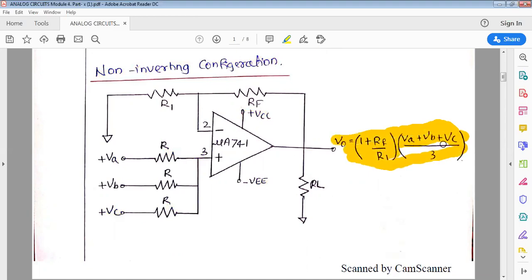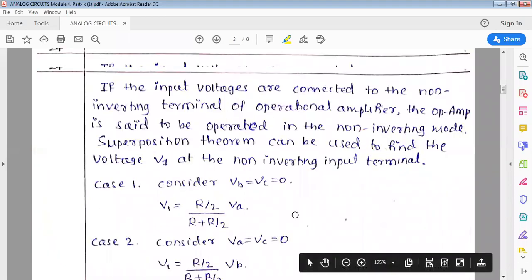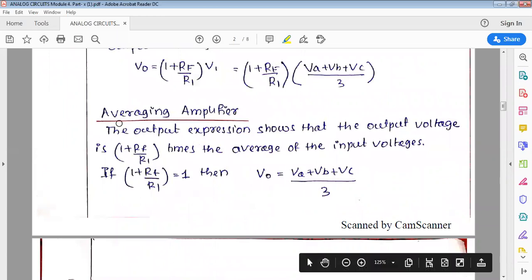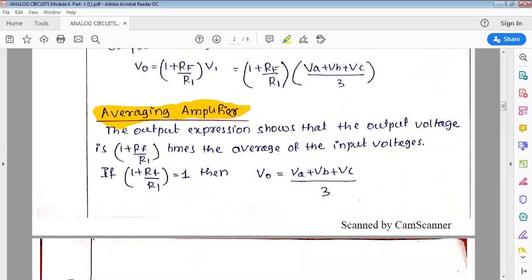And I will consider the different cases by considering this equation. Now let us move further. First part is the averaging amplifier. We have discussed the averaging amplifier in the inverting configuration. What it does is give the average of the three power supplies that are applied at the input terminals. The output voltage will be the average of the three input voltages.